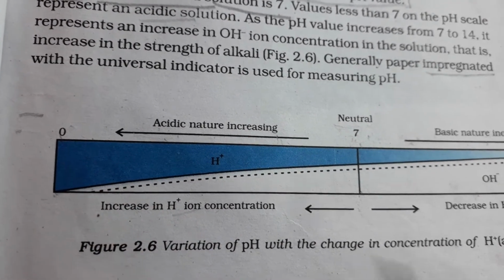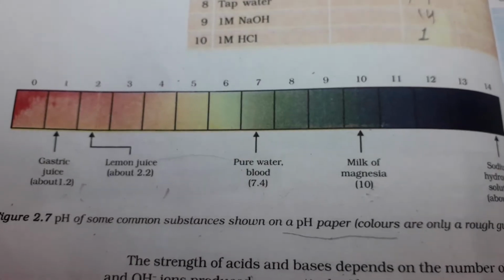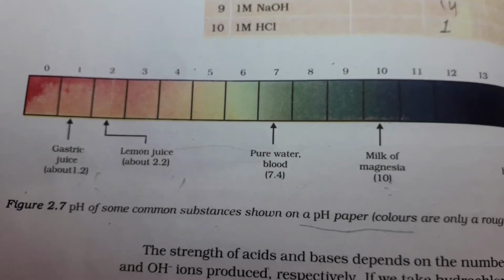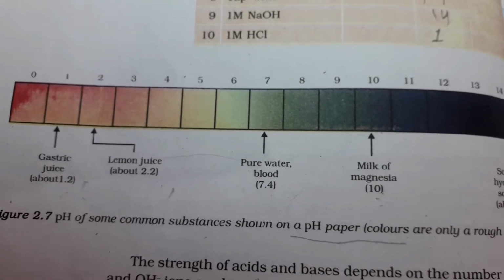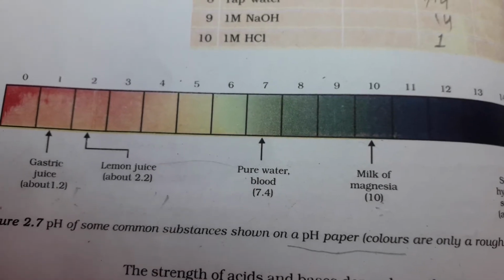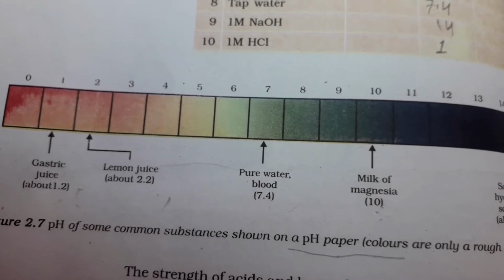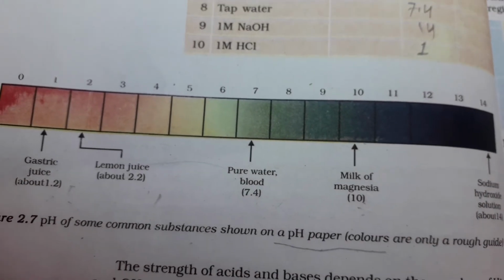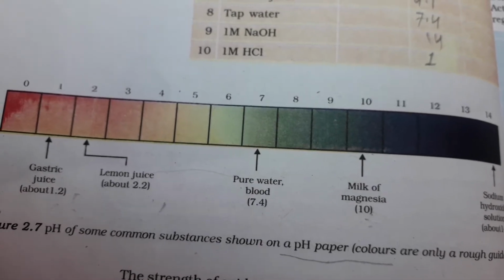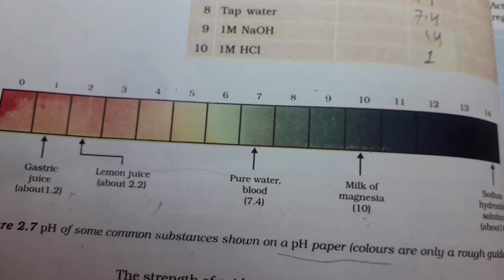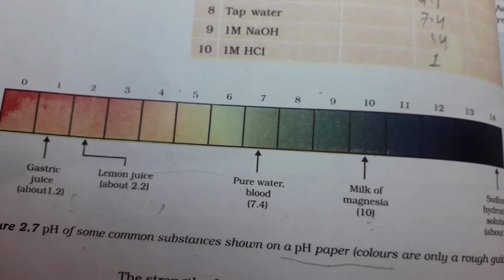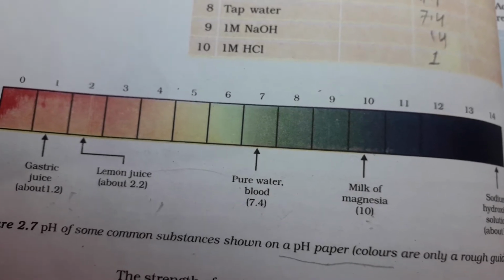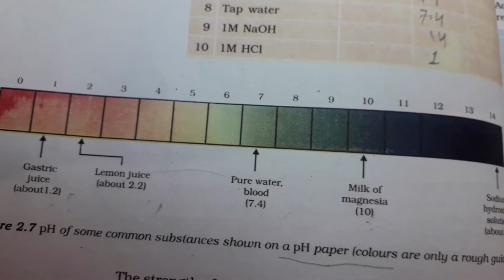Now students, you must be thinking about how to measure the pH of any solution. To measure the pH of a solution, we generally use a pH paper. Here you can see a pH paper, and pH paper gives a particular color with a solution of particular pH. The color is compared with a chart which has different colors at different pH values.